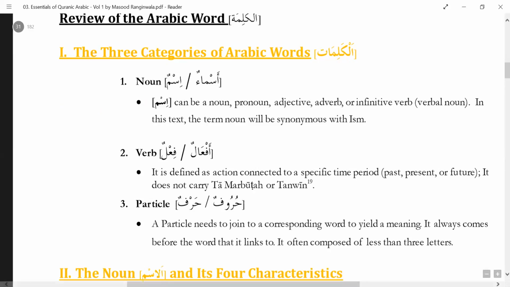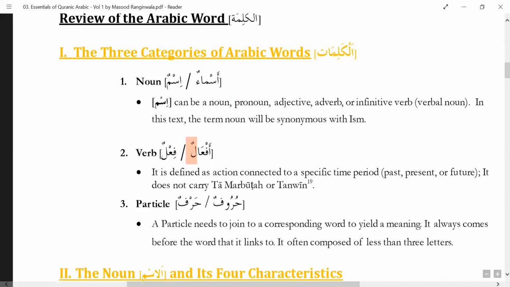And verbs, fi'lun or af'al, is purely actions. It is slightly different from the English action in a way which we will see in some time. Actions can be in past, in present, or future, like we have verbs past, present, future. Verbs do not carry tanween, they do not end in ta marbuta. So whenever you have a ta marbuta or tanween at the end of a word, you can without any doubt say that the word is an ism.